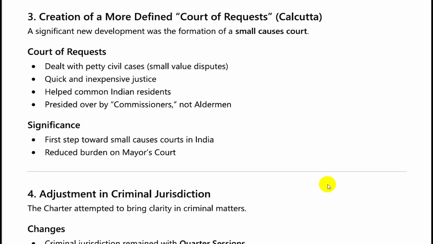The justice was quick and inexpensive. It helped the Indian residents, and it was presided over by commissioners, not aldermen. Earlier in 1726, the court was functioning under the aldermen and a mayor.